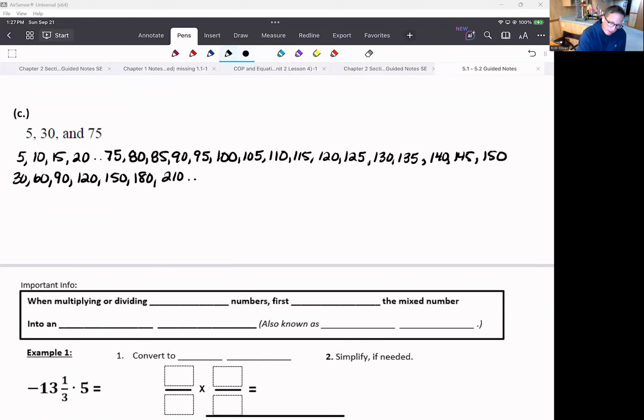Okay. And then 75 times 1, 75 times 2. I'm gonna stop there because this is why I wanted to keep going with the fives, because they all have 150 in common.